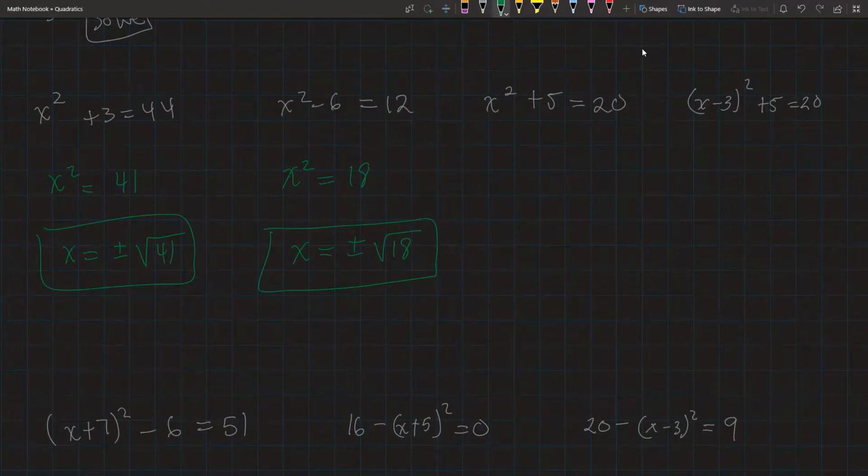Plus 5, let's subtract that. So let's speed up. X squared equals 15. And again, that's not a perfect square integer. Therefore, x is positive or negative square root of 15. Boom, done.